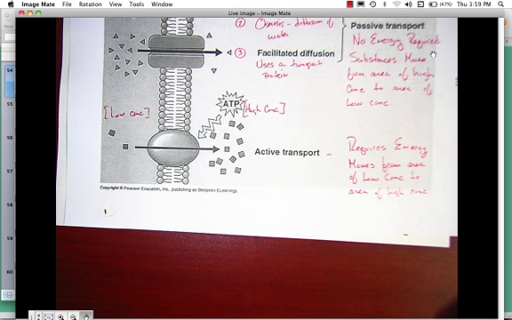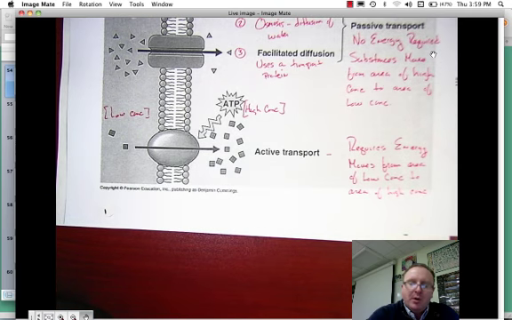And then we have endocytosis, moving large bulk substances into the cell by moving the membrane, and exocytosis, which is moving them back out across the membrane. But a little bit more on that later on in Screencast Session 3.